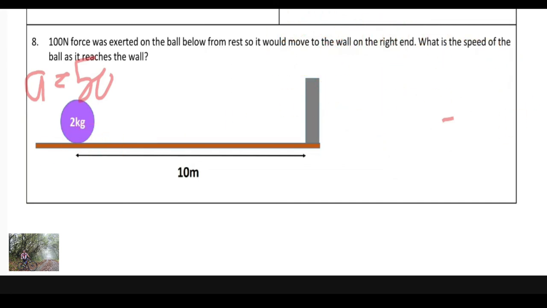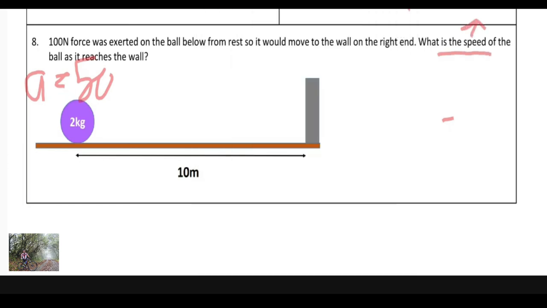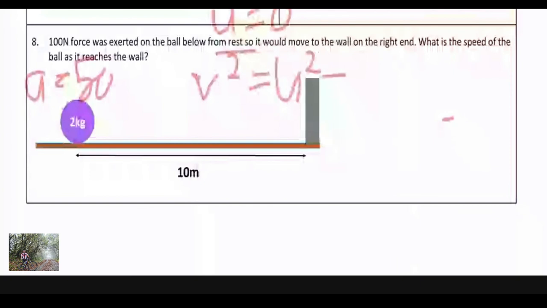What the question wants now is you must find the value of the speed. This speed means V. This is from rest, so rest means U is zero. Our mission is to find the value of V, so just use the formula of linear motion. V square equal to U square plus 2AS. Same formula as question number 7.